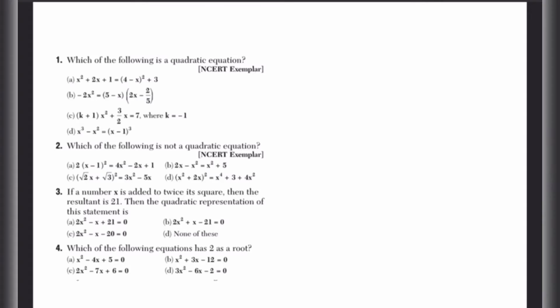So we all know that the standard form of a quadratic equation is ax square plus bx plus c, where a is not equal to 0, that is, the coefficient of x square is non-zero. That's what we are looking for. Okay, so let's start examining the options one by one.